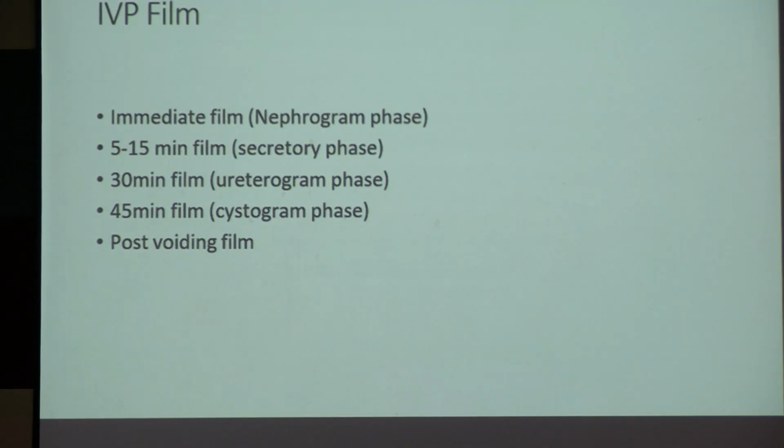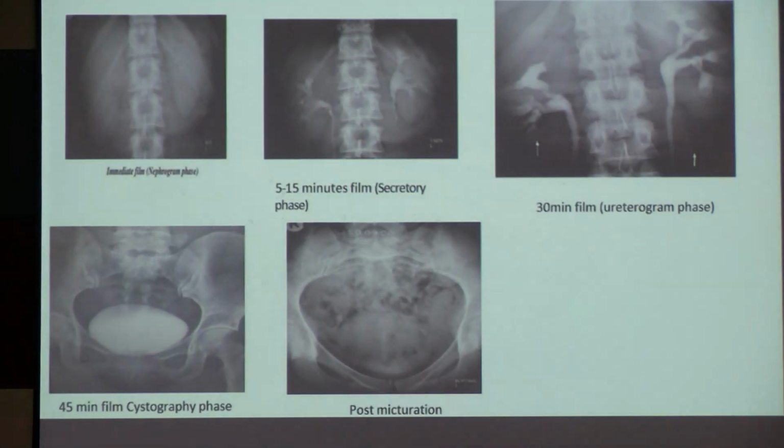And most probably, 45 minutes later on, we'll ask them to void. It should be empty. That is a post-void film. So these are, more or less, the 5 or 6 plates of an IVP with different phases. As we can see, this is a control plate.